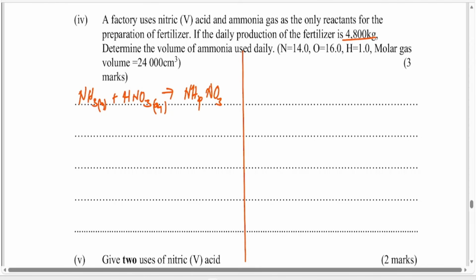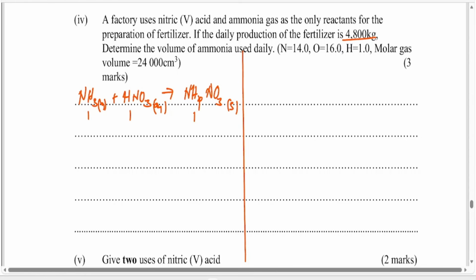Ammonium nitrate in our case, let's make it a solid because we are looking at the mass of the fertilizer. The equation is balanced. We can see nitrogen 2, hydrogen 4, hydrogen 4, oxygen 3, oxygen 3. So the mole ratio is 1 is to 1 is to 1. Let's agree on that, because later we shall be determining the volume of ammonia gas.